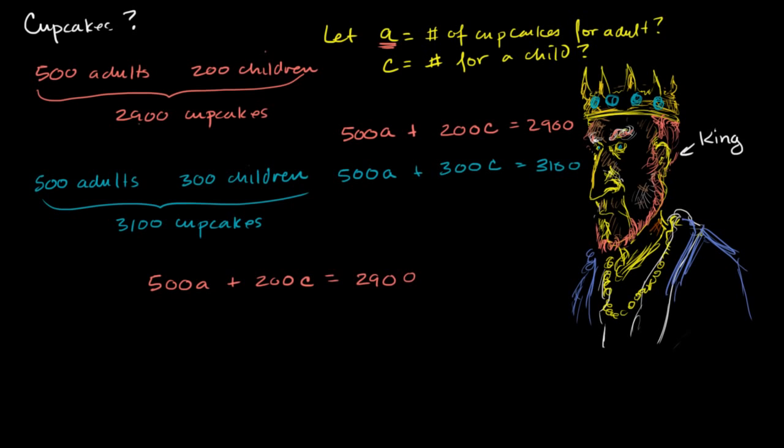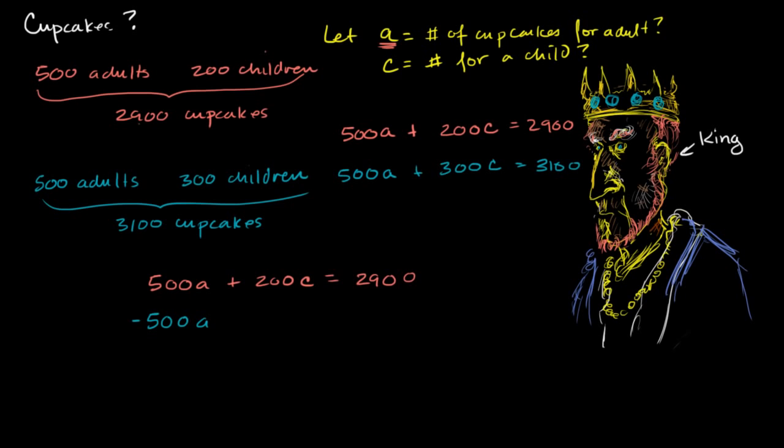Well, you might say, let me just subtract 500A. But if you subtracted 500A from the left-hand side, you'd also have to subtract 500A from the right-hand side. And so the A wouldn't just disappear, it would just end up on the right-hand side. And you'd still have one equation with two unknowns, which isn't too helpful.